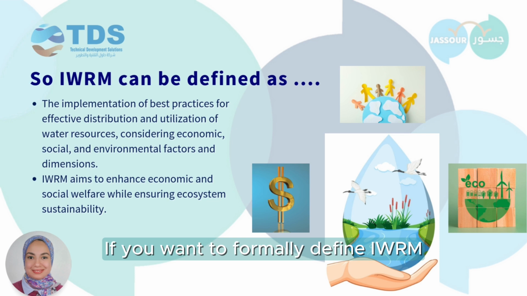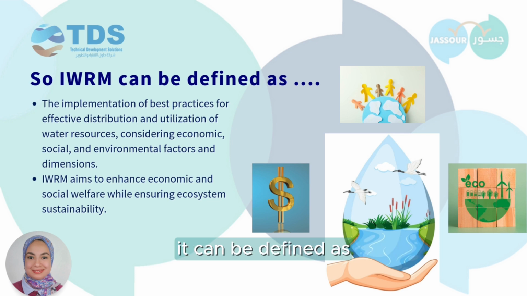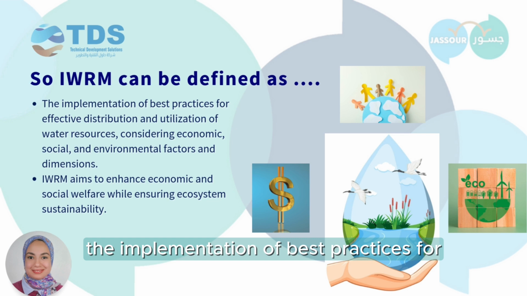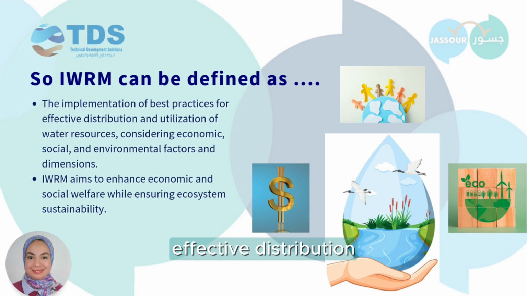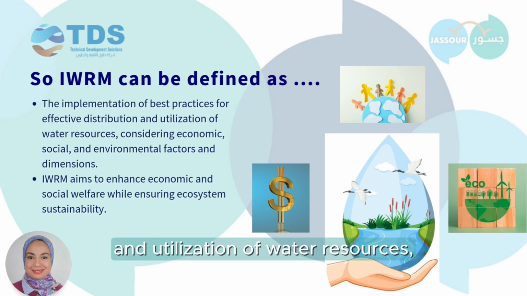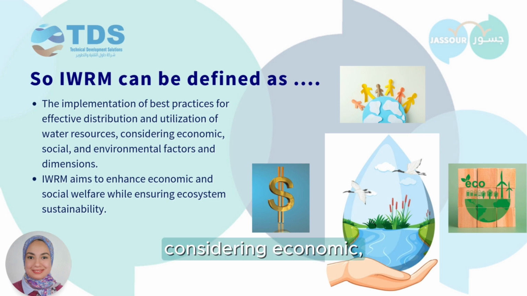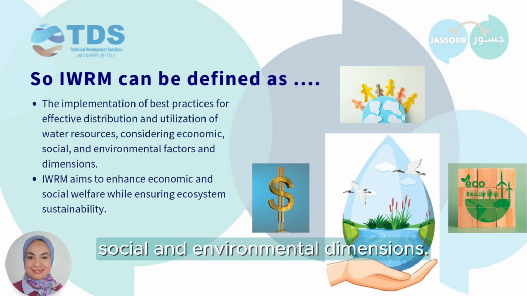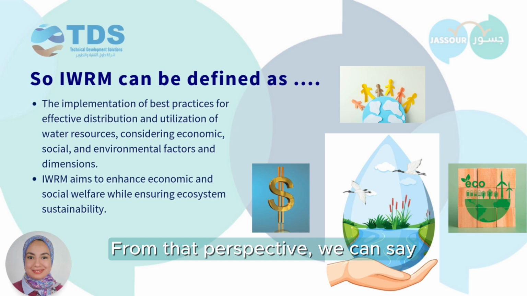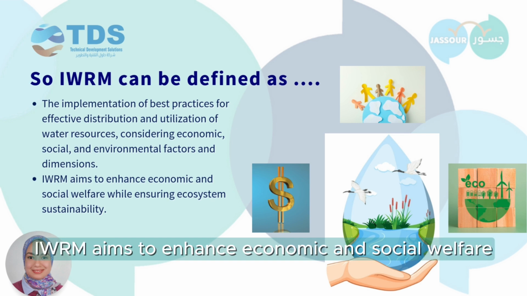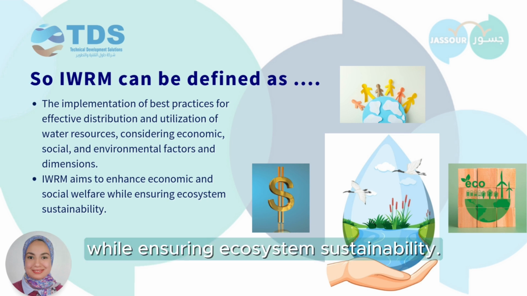If you want to formally define IWRM, it can be defined as the implementation of best practices for effective distribution and utilization of water resources, considering economic, social, and environmental dimensions. From that perspective, we can say IWRM aims to enhance economic and social welfare while ensuring ecosystem sustainability.